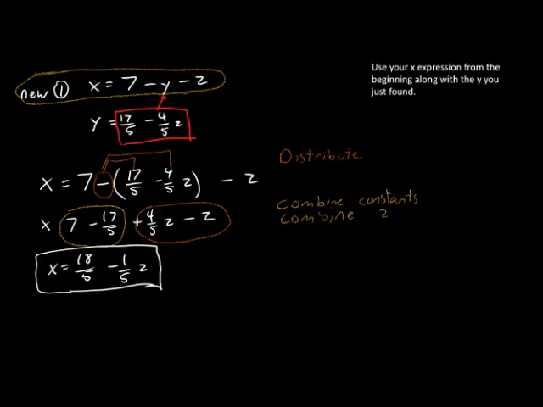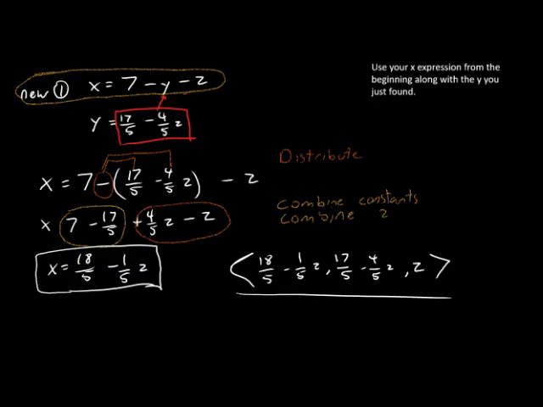So when we write our answer, we'll write in the triangular brackets, first the x, 18 over 5 minus 1/5 z, comma, 17 over 5 minus 4/5 z, and then for our z, we don't know what it is because it can be anything, so we'll just say z in the final slot. This will be your solution for when you have a system that's dependent.